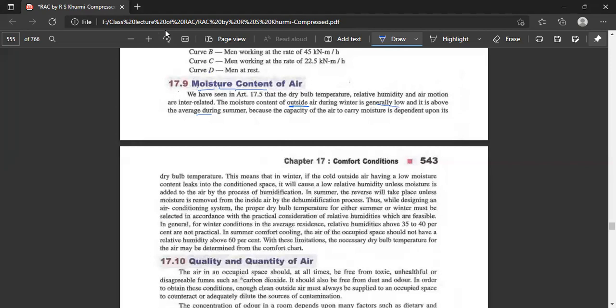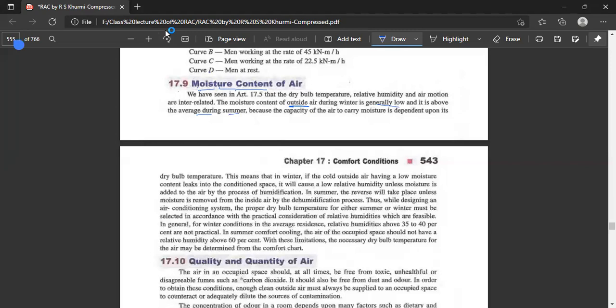The moisture content of the air during the winter generally is less, and it is above the average during summer. So it is very clear, and our experience tells us, that in winter the moisture content is less in any volume of air, and in summer it is comparatively more than the winter average.